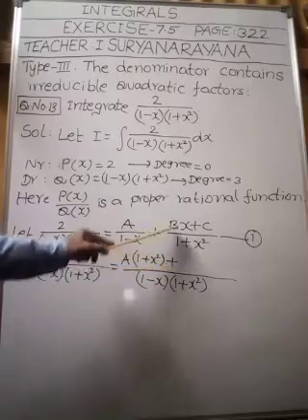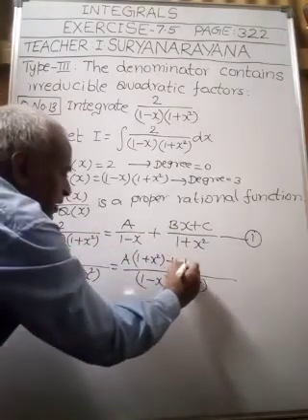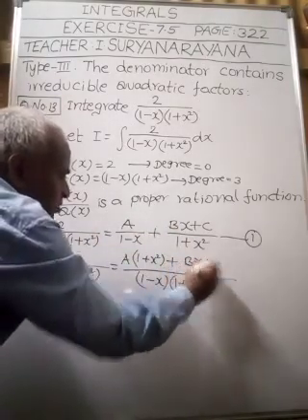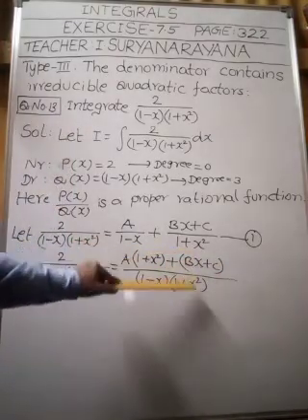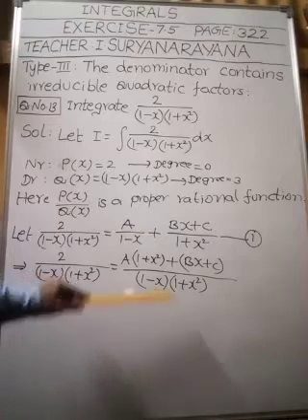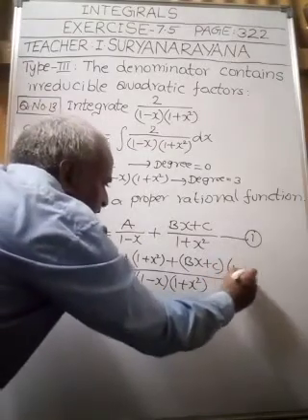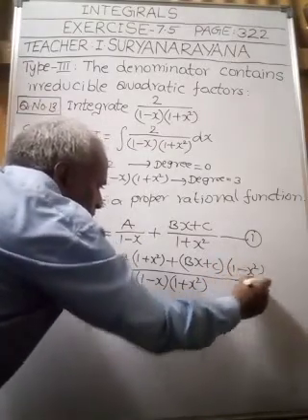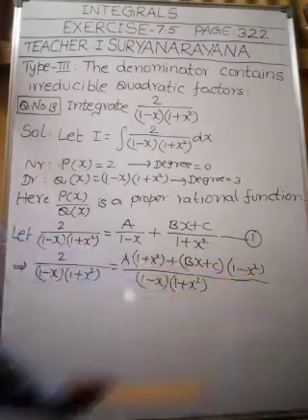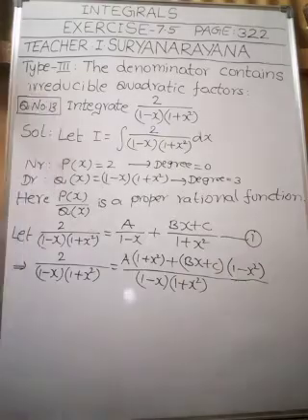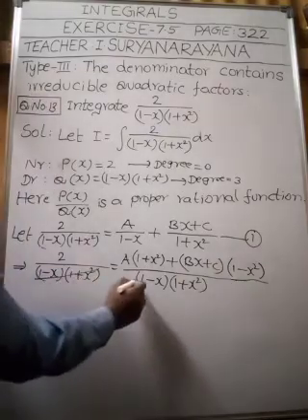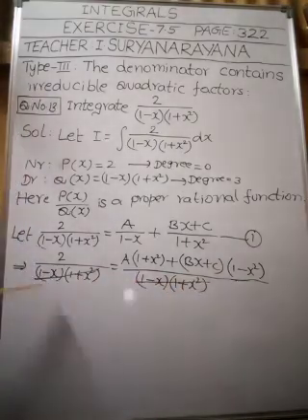Plus (bx plus c) into, here (1 plus x square) gets cancelled. What will be left here? 1 minus x. Understood this part? Right. Then we strike out the denominators.